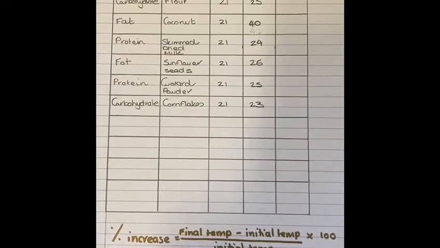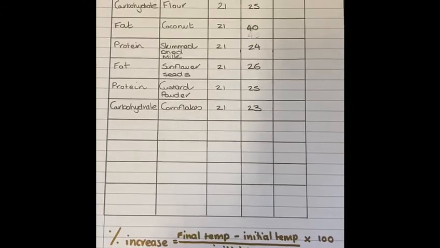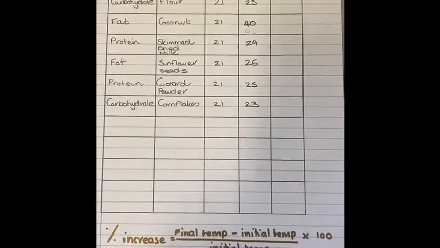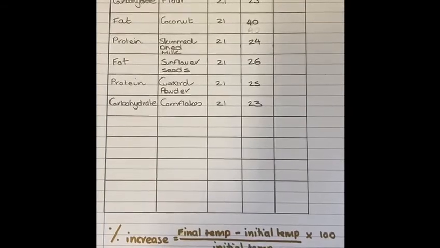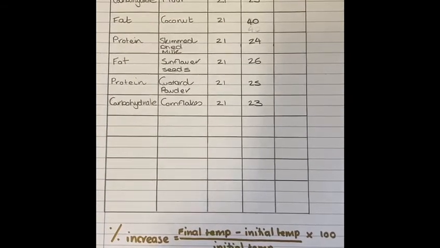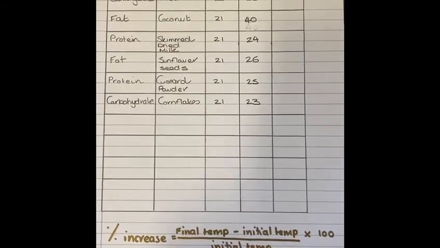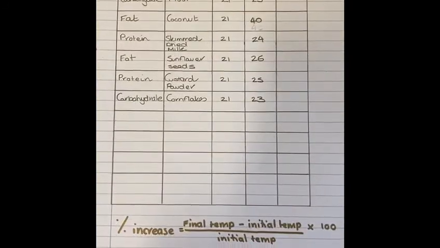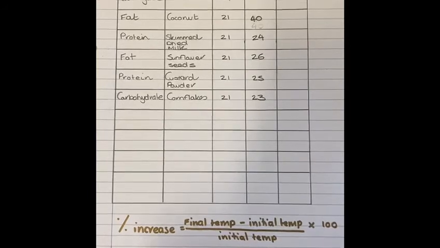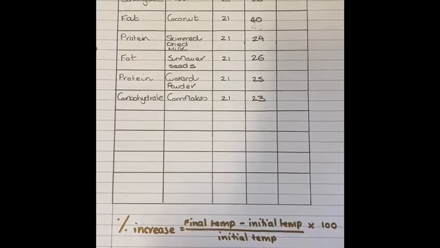The last column of the table asks you to calculate your percentage increase in the water temperature. You'll see at the bottom of my results table the calculation which you will use to calculate your percentage increase for each nutrient. Please give this activity a go, and I will release answers later on in the week for you to check your working.